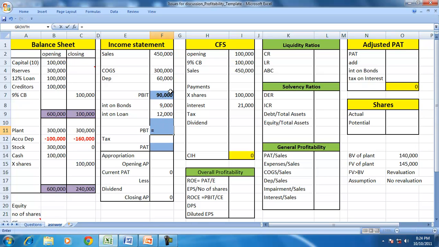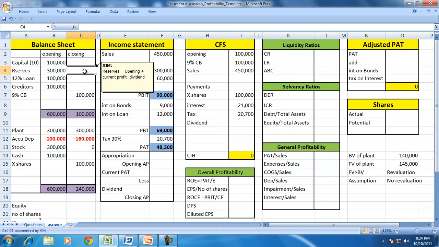So PBT will be 90,000 minus 9,000 minus 12,000 is PBT. And let us assume 30% to be the tax rate, and so therefore tax will be 0.30, and entire tax is assumed to be paid off. So therefore PAT is equal to 69,000 minus 20,700. Profit after tax is 48,300. At this juncture, we assume that entire PAT is transferred to the reserve.